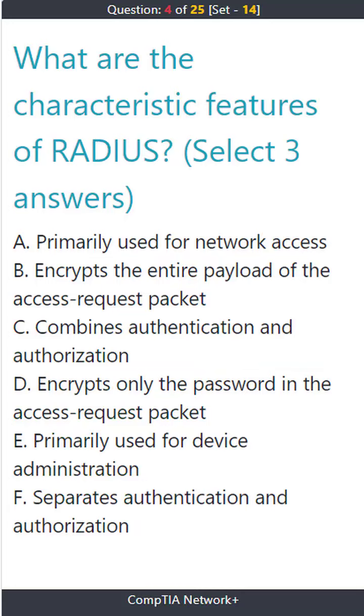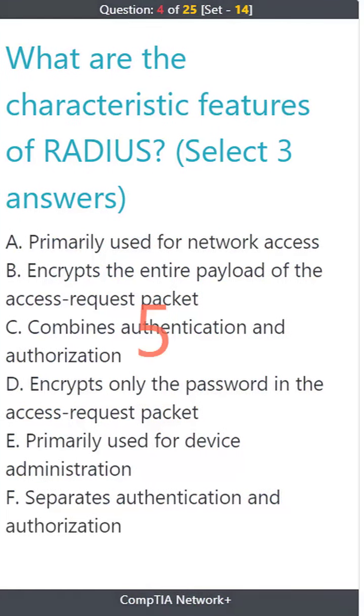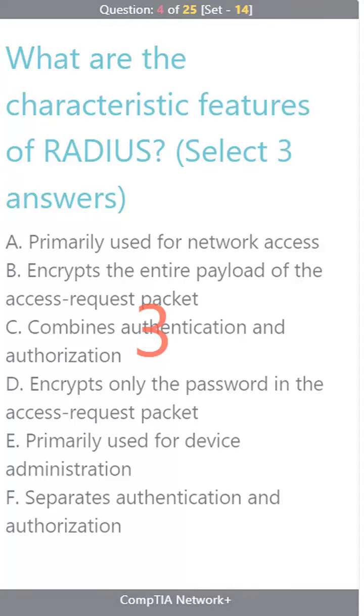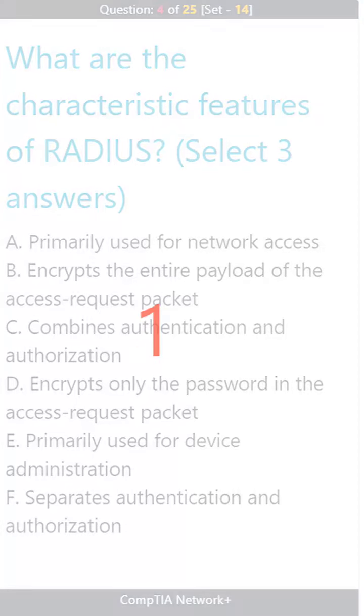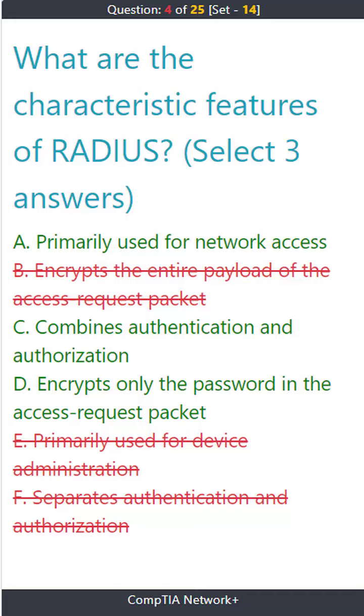Question 4. What are the characteristic features of RADIUS? Select 3 answers. A. Primarily used for network access. B. Encrypts the entire payload of the access request packet. C. Combines authentication and authorization. D. Encrypts only the password in the access request packet. E. Primarily used for device administration. F. Separates authentication and authorization. The correct answers are A.